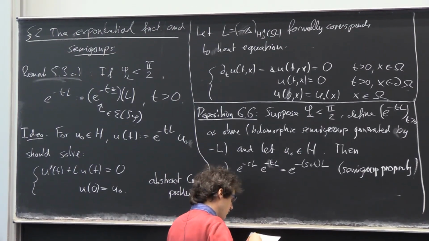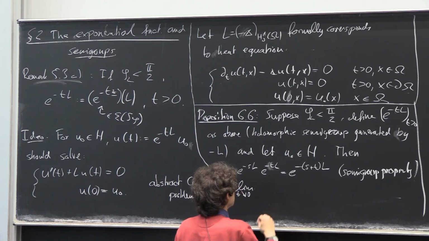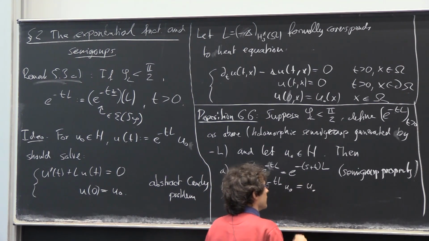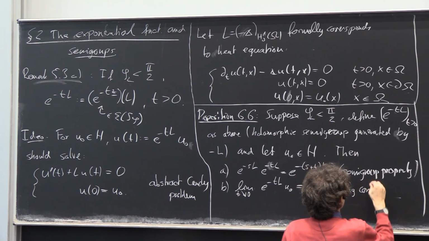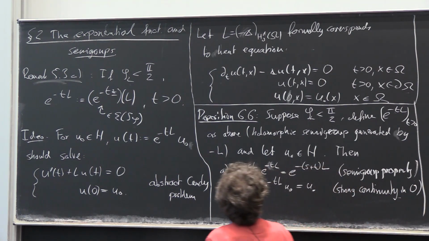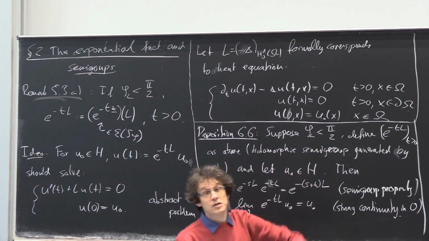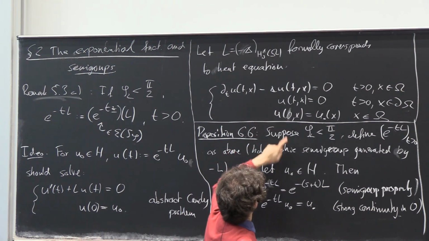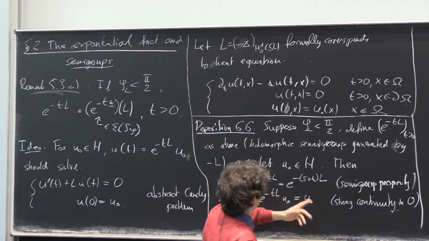Secondly, you have so-called strong continuity at 0. So if you look at the limit t going to 0 of e to the minus tL u_0, then you get u_0. So strong continuity in 0. In the language of our abstract Cauchy problem, this means that in this sense of a strong limit, this initial condition is fulfilled. So this initial condition means u of 0,x, so this is e to the 0 L u_0, so this is u_0.